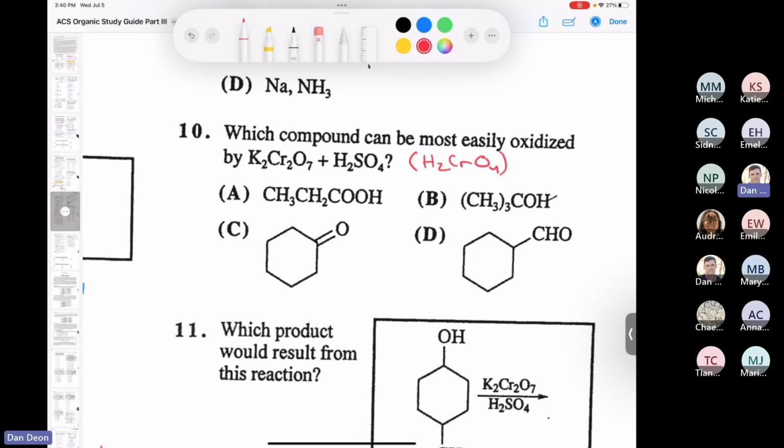Yeah, it's going to be D, isn't it? Right, because D is an aldehyde, and that could be oxidized further to give you a carboxylic acid. So that could be oxidized to give you this compound, but none of the other ones can be oxidized by chromic acid.